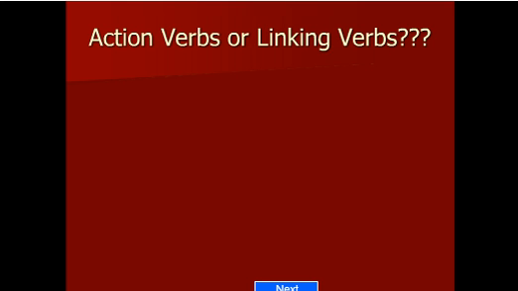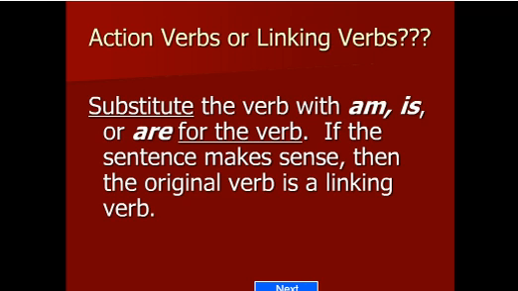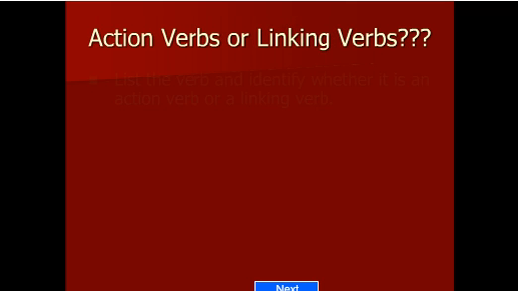So how can we tell if they're action verbs or linking verbs? Well, you can substitute the verb with am, is, or are, and if the sentence still makes sense, then the original verb is a linking verb. Let's try it out.